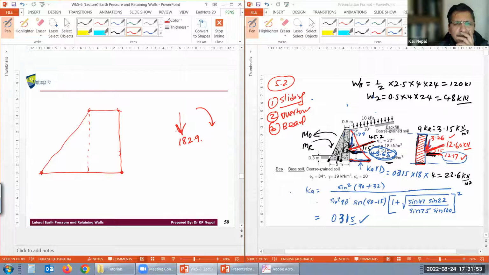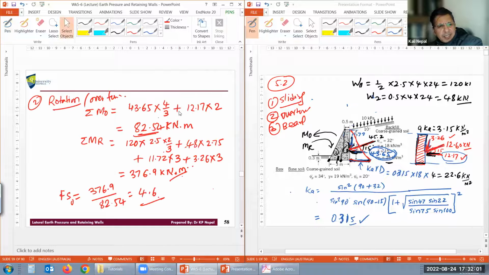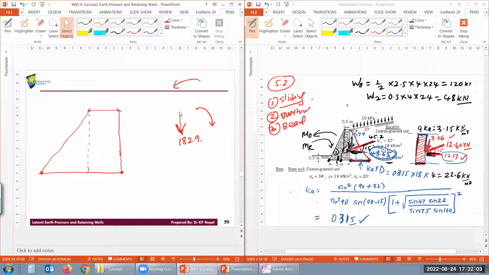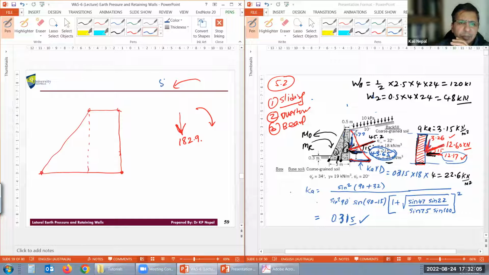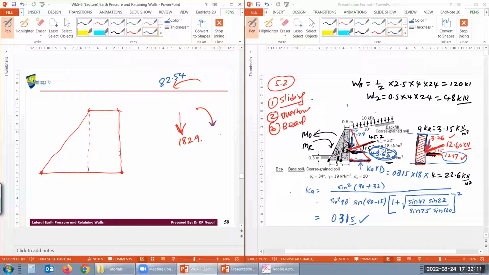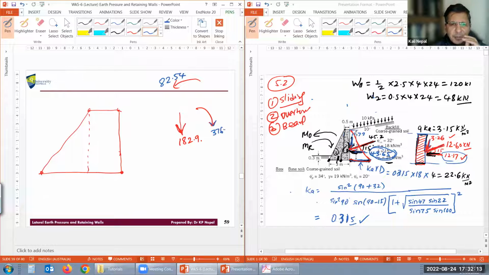So you can do the total moment, right? So total moment this side, right? Because the other side moment was how much? Come on, I want to check. That side moment is 82.54, right? And that side is what? 376.9. So overall, the moment will act this side, right?